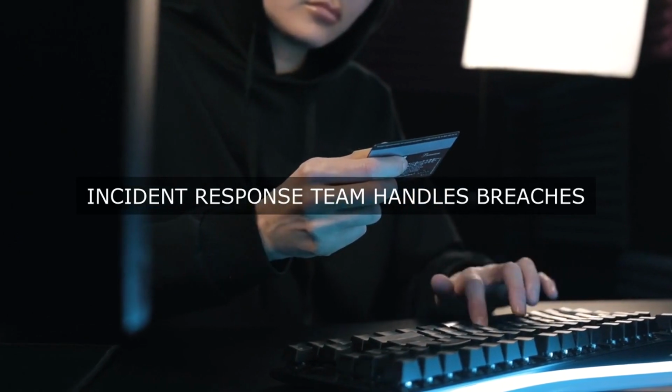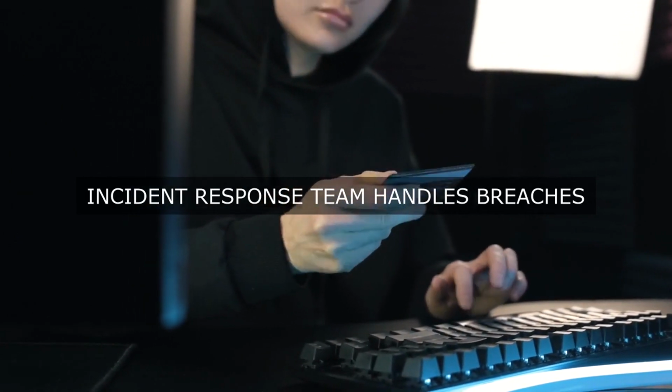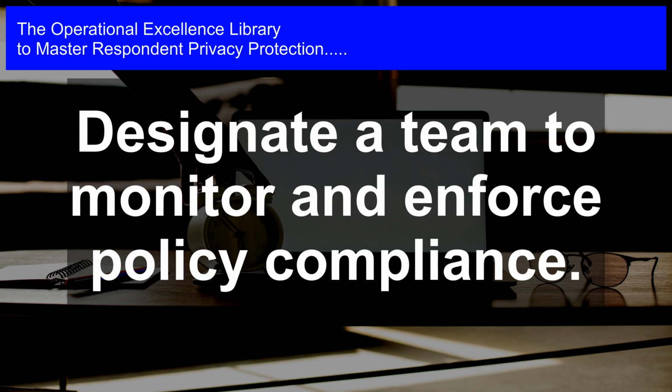By developing, communicating, and enforcing a comprehensive organizational policy on respondent privacy and data protection, organizations can ensure that they are protecting respondent privacy, complying with relevant laws and regulations, and upholding the highest standards of operational excellence.